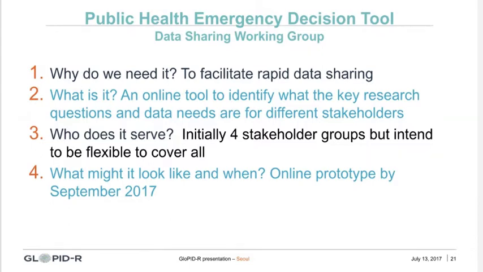And initially, who does it serve? There are four stakeholder groups that we are concentrating on in the first instance. But in order to gather the data to underpin these fundamental questions and the groups being answered by these particular people, we are actually interviewing multiple stakeholders, not just from the four groups, both in terms of geography and expertise, a wide list of policymakers, clinical trialists, epidemiologists, modellers. So we're going and interviewing people widely to find out what are the key questions that need to be answered. And it is an ontology, it will be computer readable, but obviously have a user-friendly interface. And we are hoping to have an online prototype ready for trialing in the autumn.